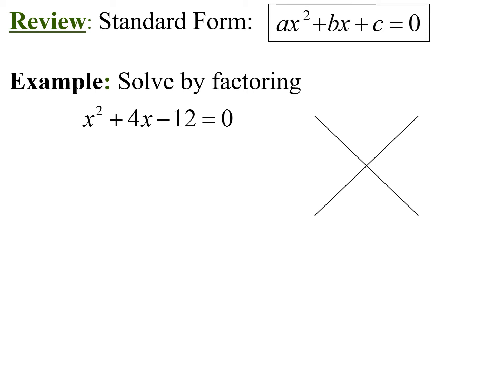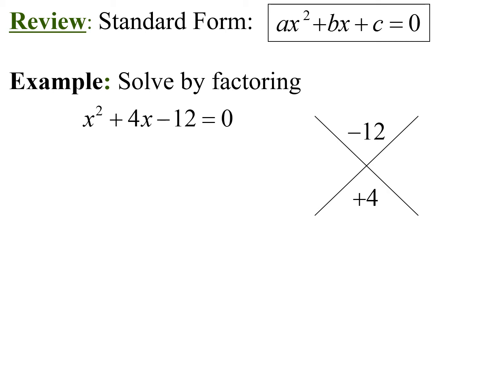So when we factor, we want our two numbers to multiply to the constant, which is negative 12. So I'm going to put that up top. So I want to multiply to negative 12, and I want to add to the center value. So the value in the middle is positive 4, so I want to add to positive 4. So I'm thinking of two numbers that multiply to negative 12 and add to positive 4.